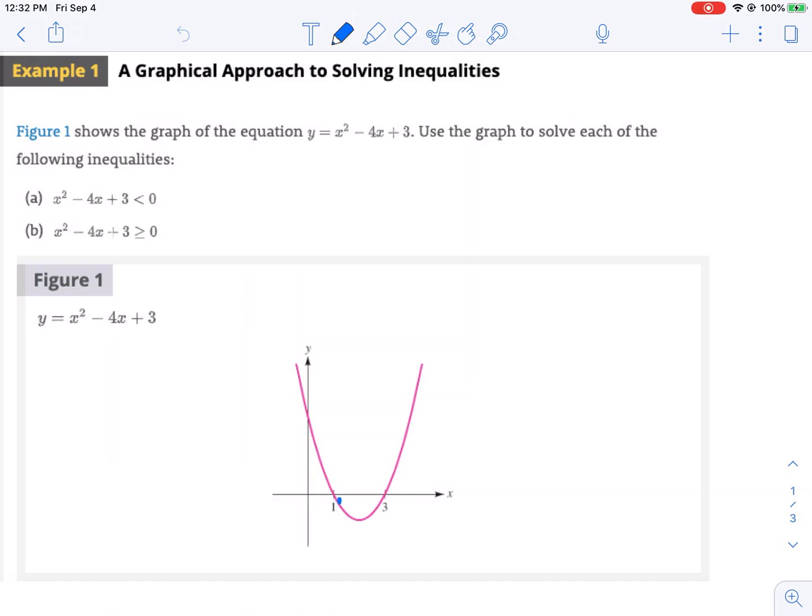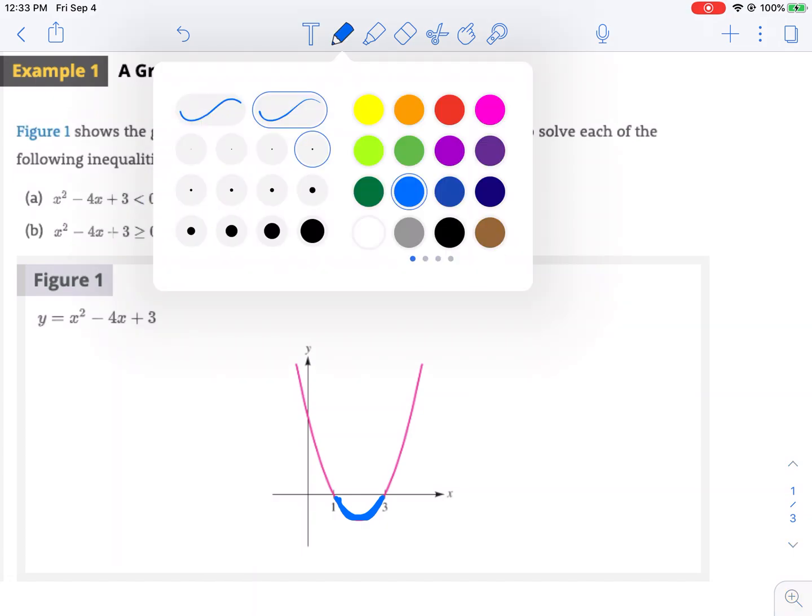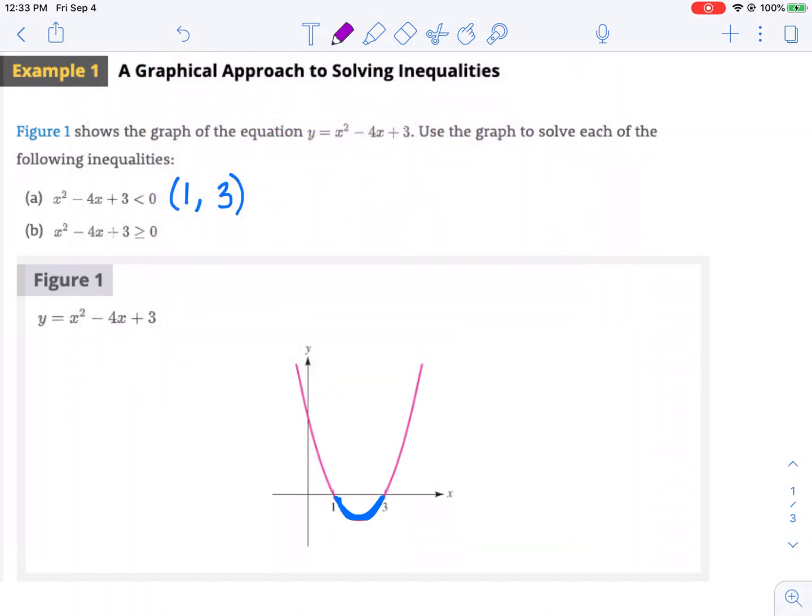Well, it's less than 0 right at this point here, this curved area. That's below the x-axis. It's between the points 1 and 3. That is when that equation is less than 0. Hopefully then you can guess. The second part asks, when is that equation greater than or equal to 0?